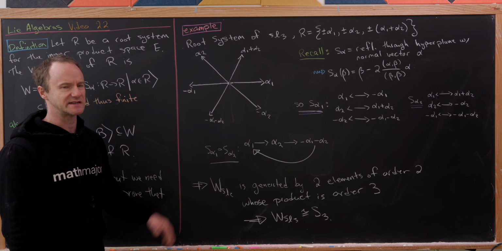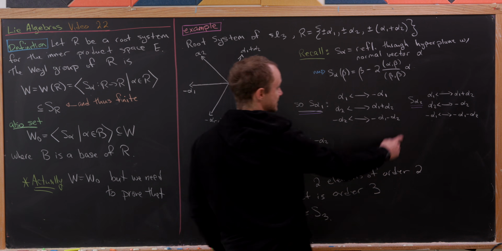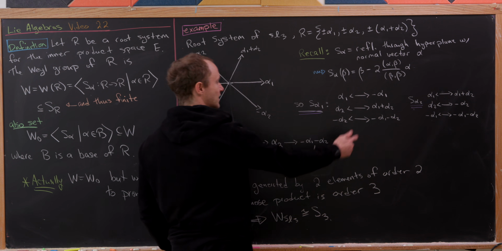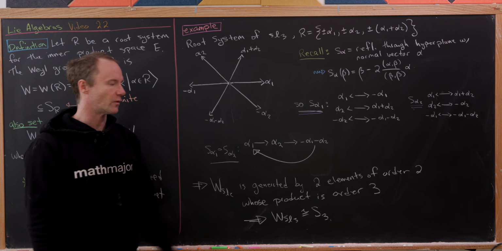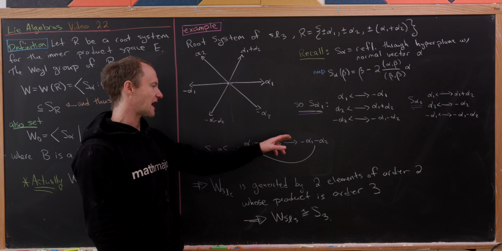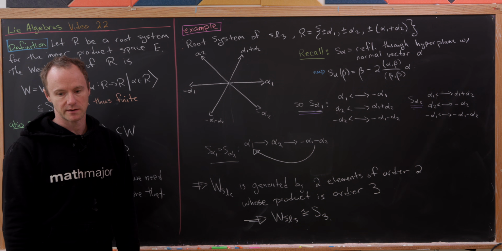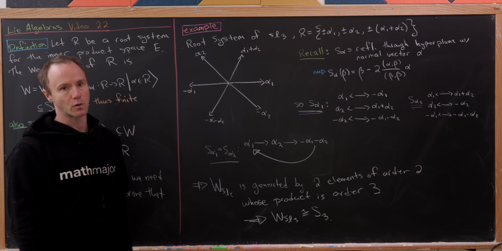And I've just done one example of the composition. So if you plug alpha 1 into S alpha 2, it goes to alpha 1 plus alpha 2. Then you plug that into S alpha 1, you get alpha 2, meaning the composition takes alpha 1 to alpha 2. And then similarly, it'll take alpha 2 to minus alpha 1 minus alpha 2, and that'll go back to alpha 1. And then you can actually check that this actually has order 3.